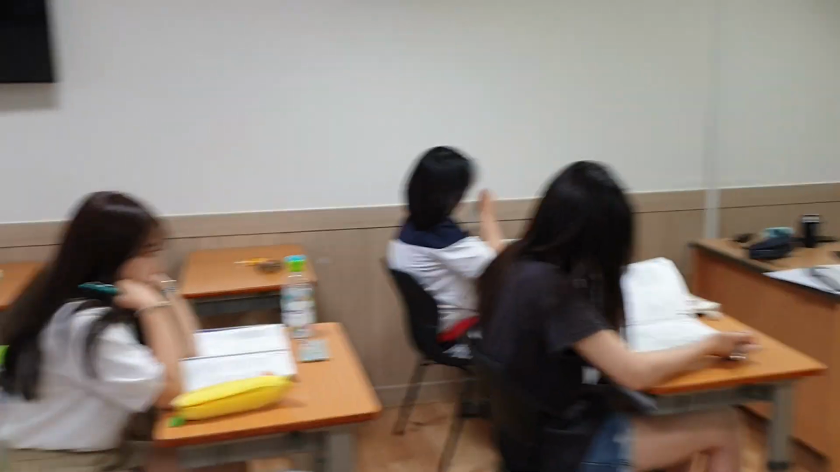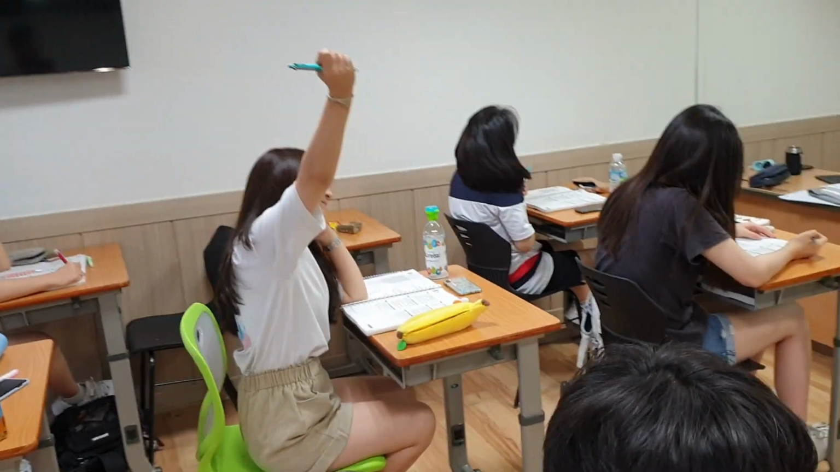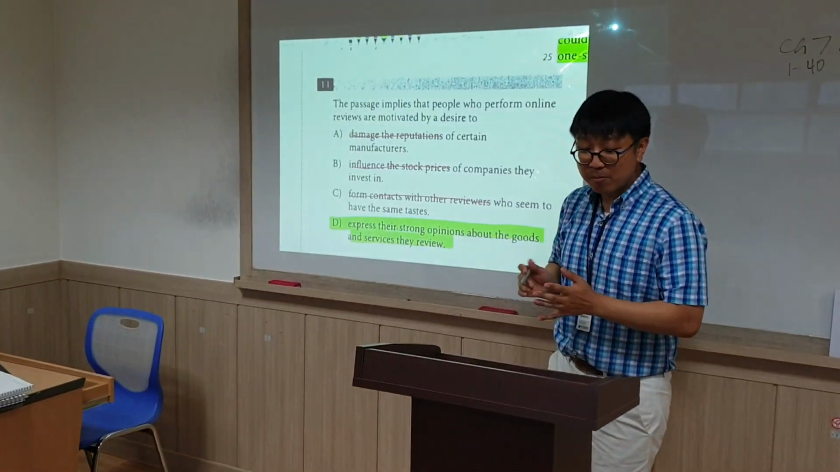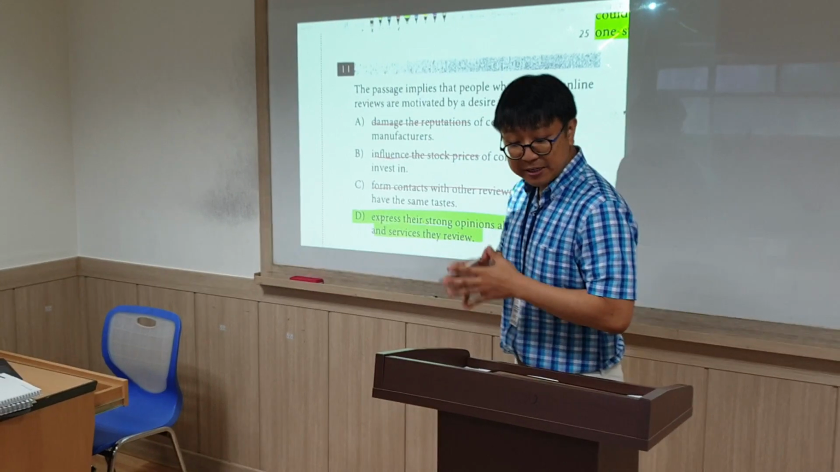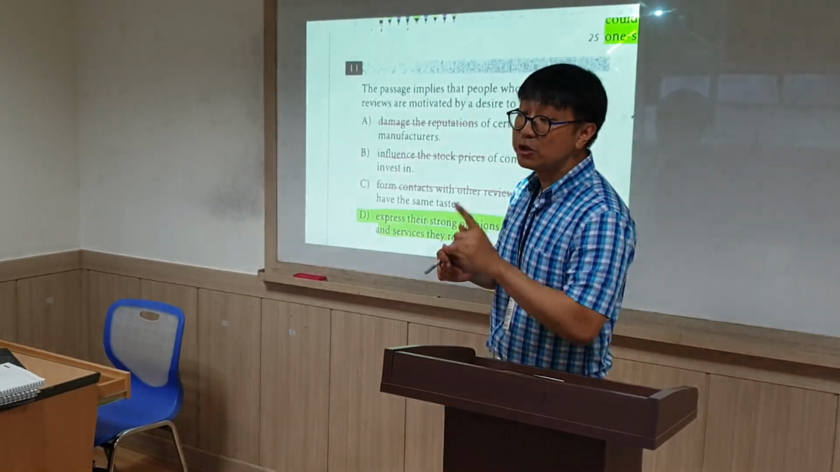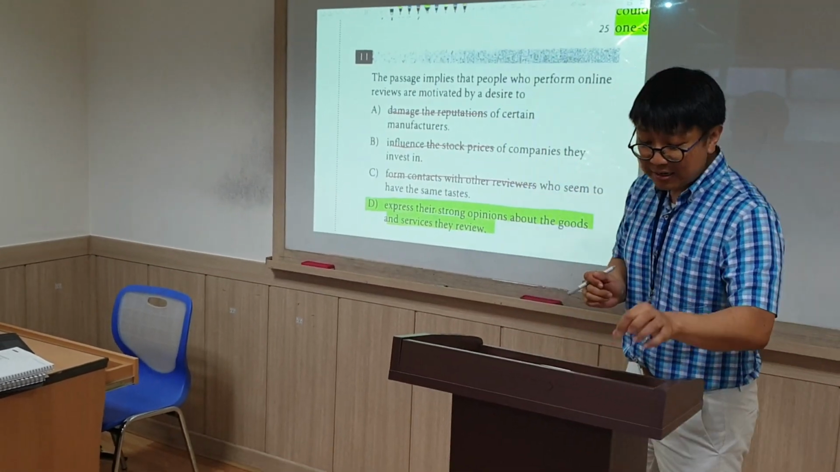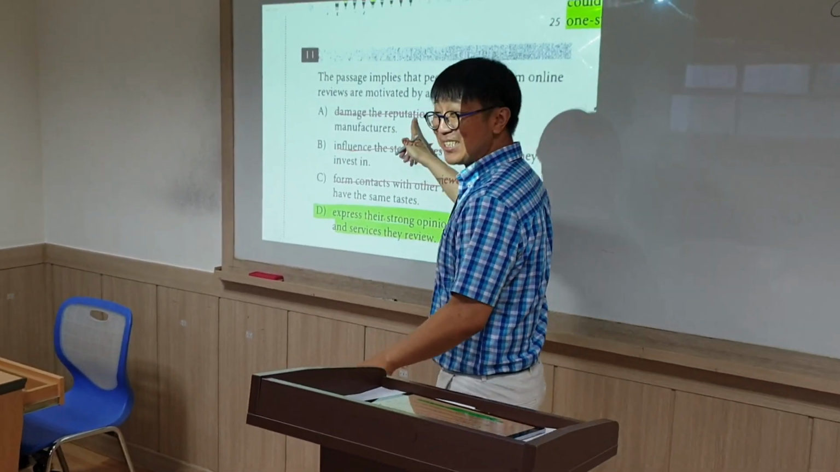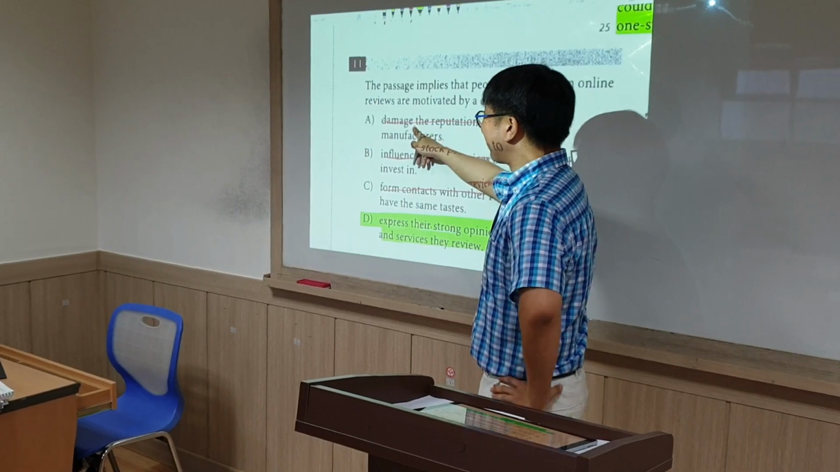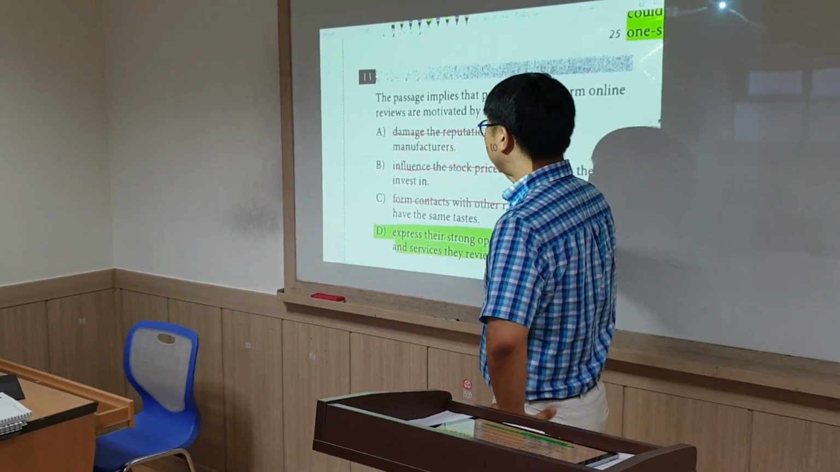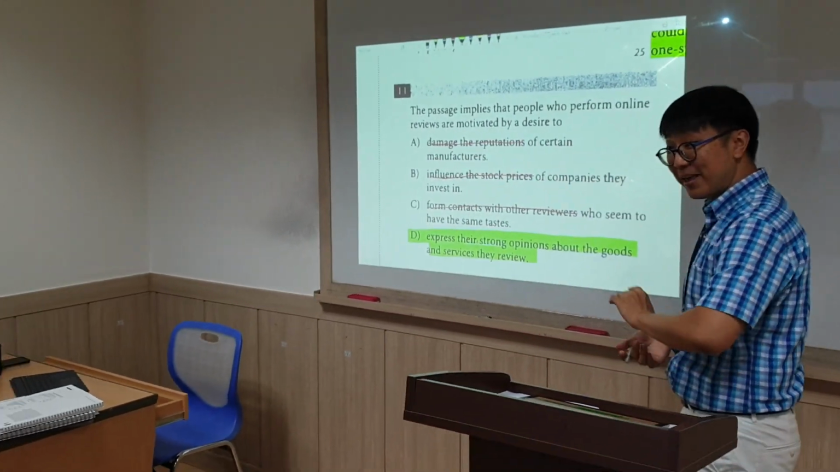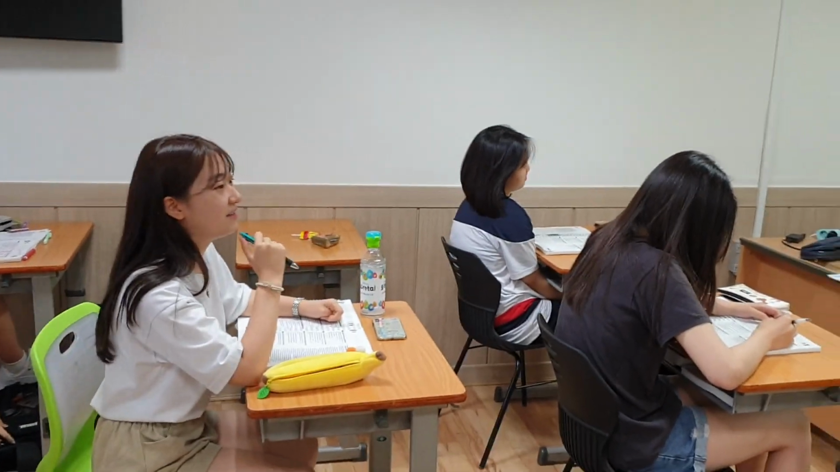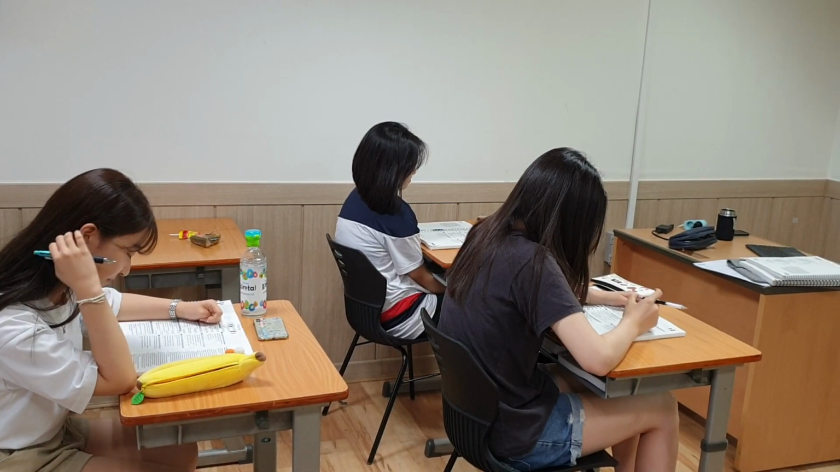Understand? Very good. Anyone on 44? Okay, Junee, 44. The passage implies that people who perform online reviews are motivated by a desire to, what did you choose for this one, Junee? A, damage the reputations of certain manufacturers. That's a strong statement, right? So they're trying to damage the reputations. Where can you find me evidence for that? Find me the line reference in the passage. 28.